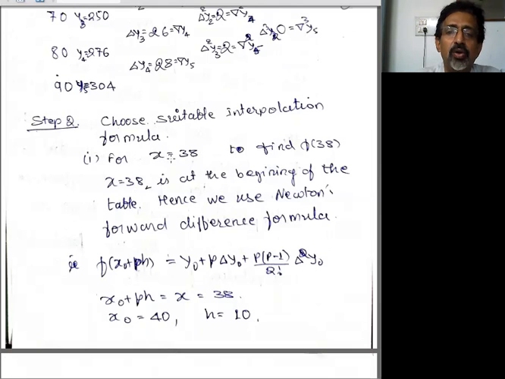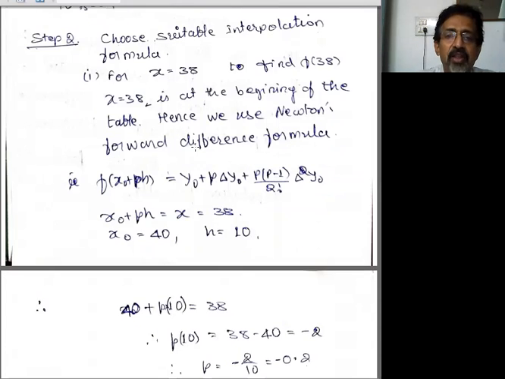For x equal to 38, I should find out what is f of 38. Right. Now, if I look at x equal to 38, it is at the beginning of the table. In fact, it lies outside the region. It is actually not interpolation, it is extrapolation. Anyway, we use the same formula, but in the real sense it is extrapolation because it lies outside the range of 40 to 90. Right, because it is less than 40.